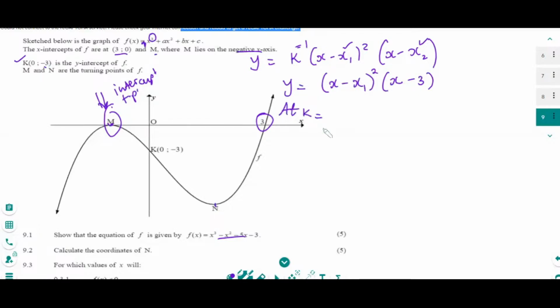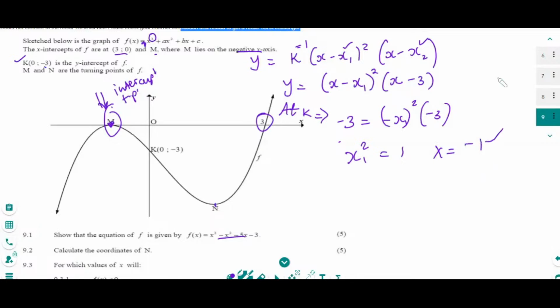So negative 3 is equal to, when I put 0 there, negative x1 squared, and then I replace this with a 0, and then I'll have a negative 3. Then divide both sides by negative 3. I'll end up with 1. So x1 squared is equal to 1. Then I find the square root, which is plus or minus 1. But since we're talking about the negative axis, x1 is negative 1.